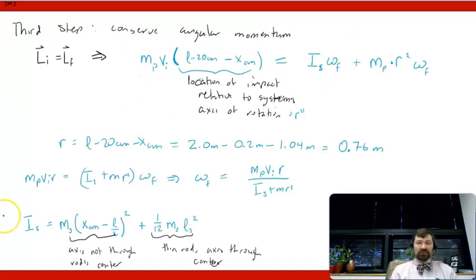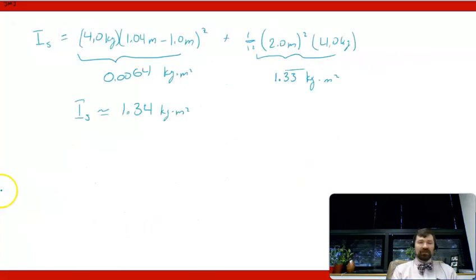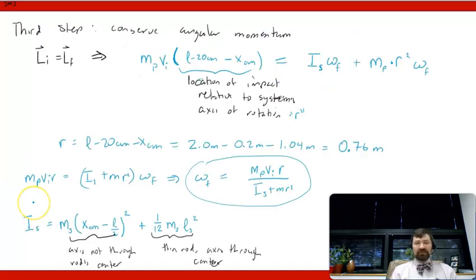All right, so now we're ready to take that and put it back into our original solution, which is this guy right here, to get our final angular speed. So omega final should look like, again, mass of puck, initial speed of puck, times distance between puck's impact point and the center of our system. So that's 0.76 meters worth.